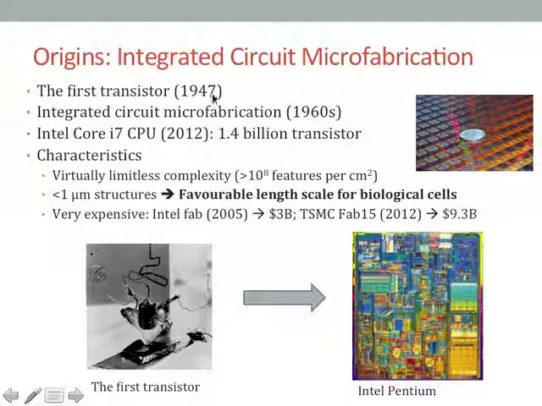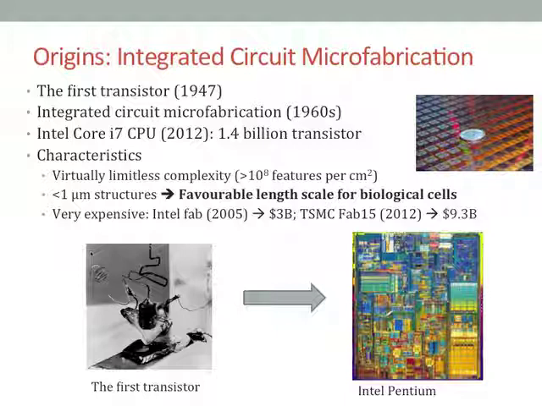We went from one transistor to what we can do today, which is a billion transistors in a very small area. The characteristics of this technology are, one, you can get virtually limitless complexity. In a very, very small area, you can create tons of little patterns. You can create structures on a length scale of less than 1 micrometer. And that's interesting from a biological point of view, in that you're now approaching the size of biological cells.